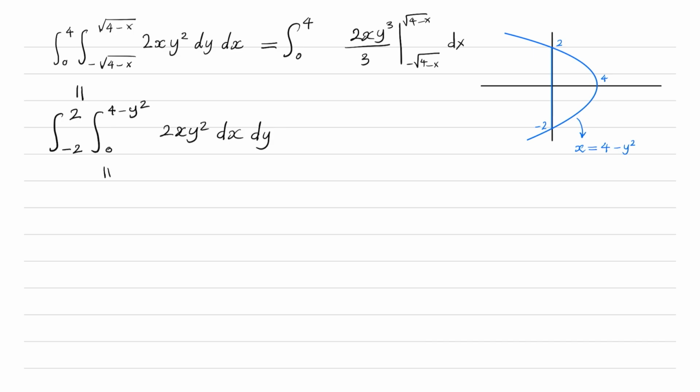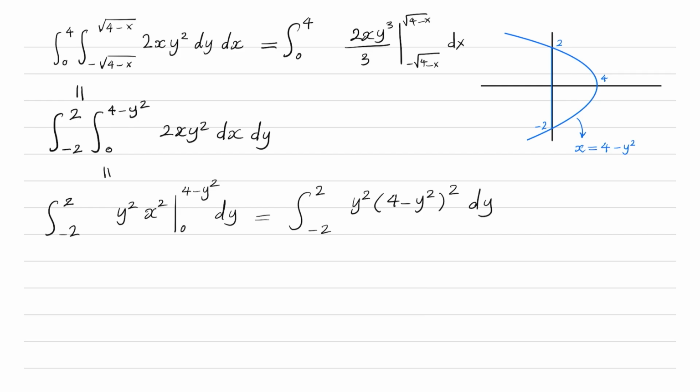So now if we integrate here first with respect to x, the integral of 2x y squared with respect to x is, y squared is a constant here, so we get y squared, the integral of 2x is x squared, from 0 to 4 minus y squared dy. We get the integral from minus 2 to 2, x squared at 0 is 0, x squared at 4 minus y squared is, well, we have a y squared times 4 minus y squared squared dy. Now we just expand this and integrate it.